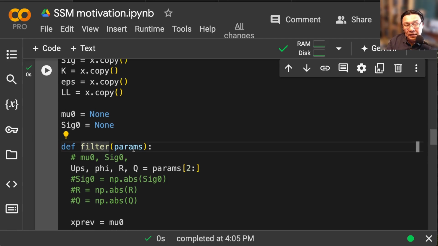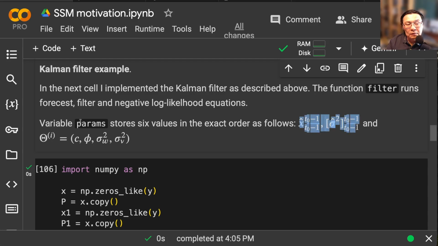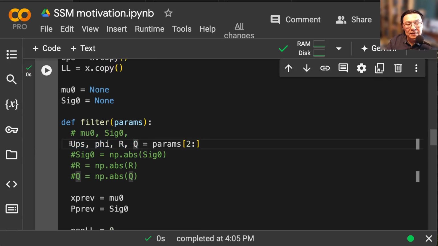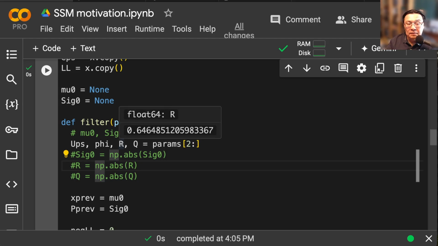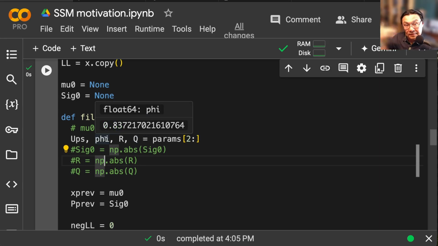So my filter gets the parameters and parses the 4 of them. My parameter vector will contain 6 parameters, but only 4 of them are used for optimization. These 4 will be extracted here: epsilon, phi, the variance of the state, and the variance of the errors of the observation. I'll be changing these 4 parameters from outside later.